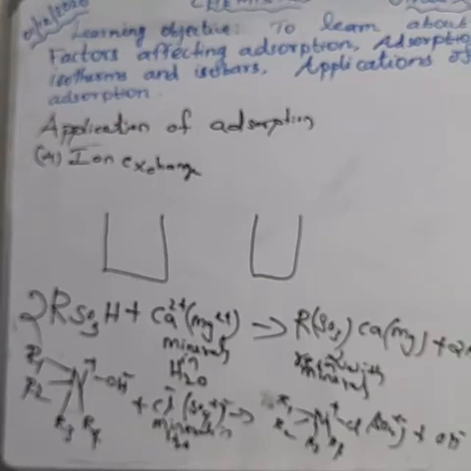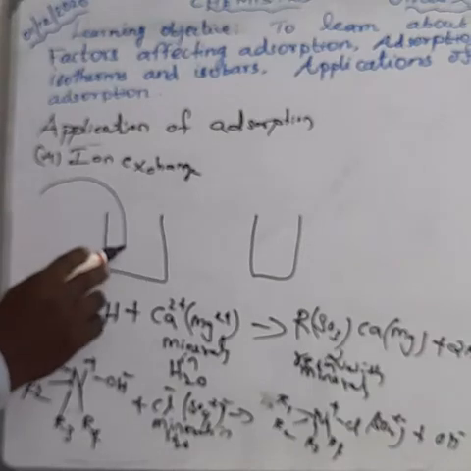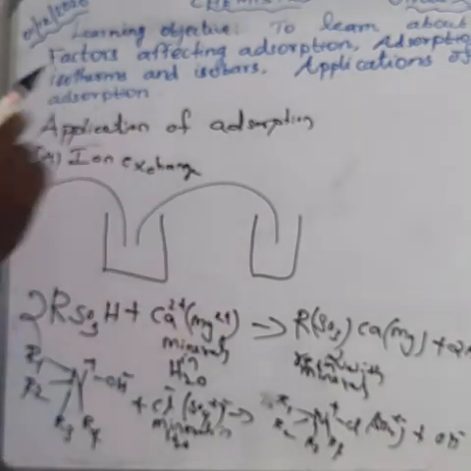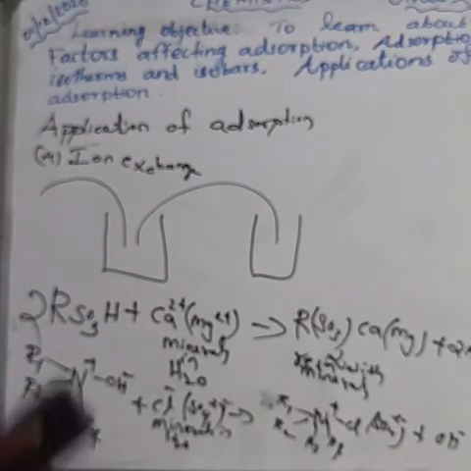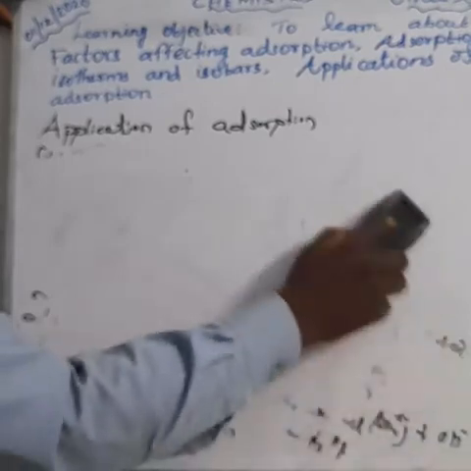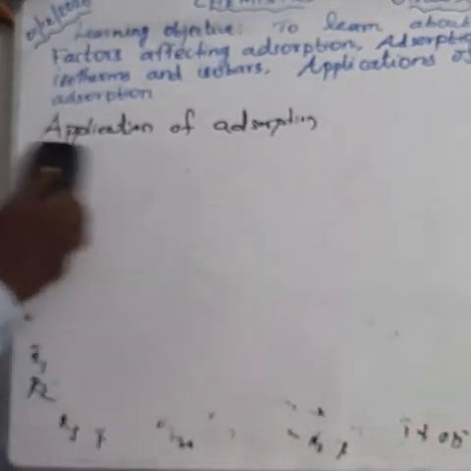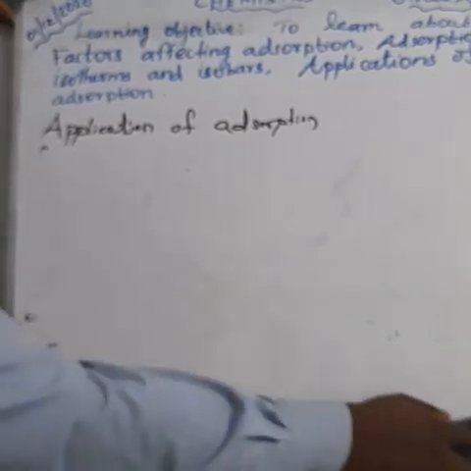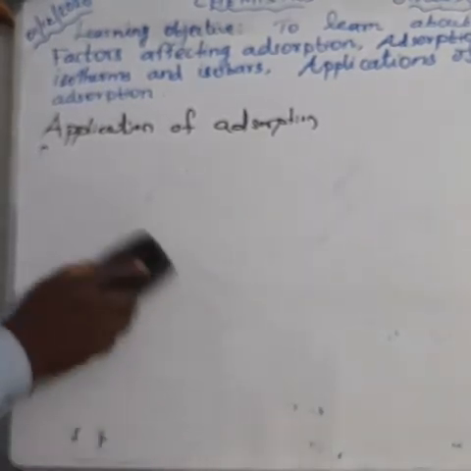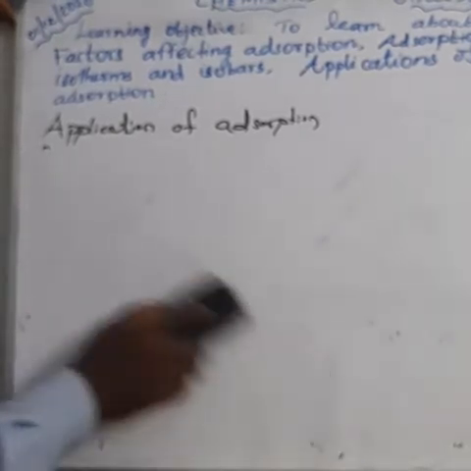Now the ion is exchanging. First, water is passing here, first one exchange. Next, after that, the next exchange. The third one is petroleum refining and also refining of vegetable oil. The petroleum refining is also based on adsorption. These are all based on adsorption.